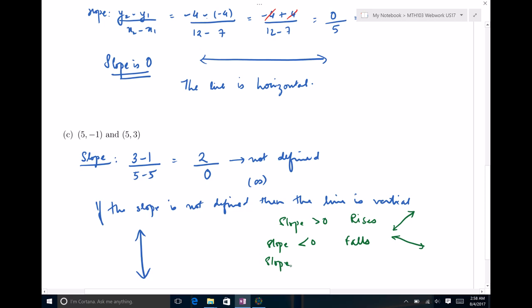If the slope is 0, then the line is horizontal, or it's just a flat line that looks like this. And if the slope is undefined, then the line is vertical. So that's a summary of all you need to know about slopes.